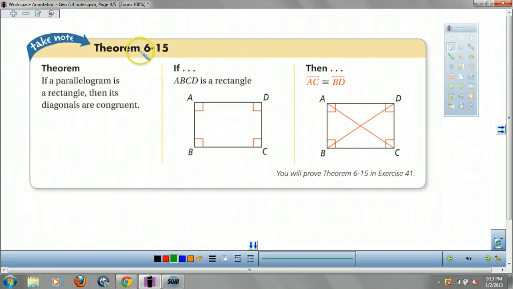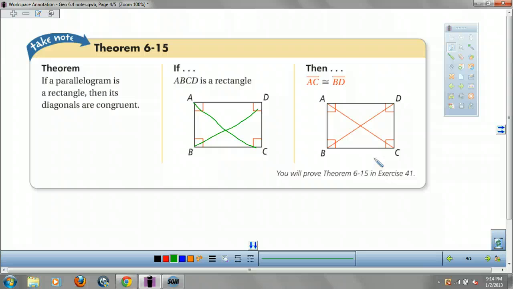Next here, if a parallelogram is a rectangle, then its diagonals are congruent. So if we have a rectangle, then my diagonals are going to be congruent. Okay? BD is congruent to AC. Okay? Anything too scary?